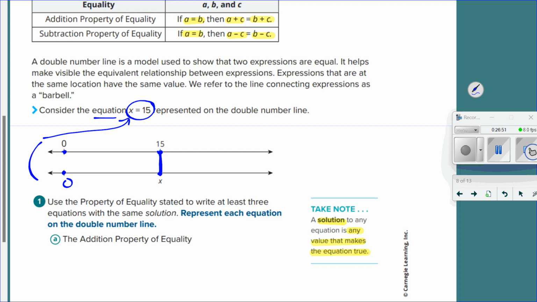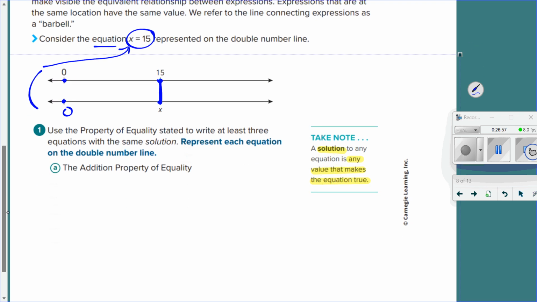Okay? So now we're going to use the property of equality stated to write at least 3 equations with the same solution. Represent each equation on the double number line. So we got 2 parts. We need to write at least 3 equations and represent them. So we're going to do the addition property of equality, meaning I'm going to add the same thing to both. So give me a number between 1 and 10. 7. We'll go with 7.